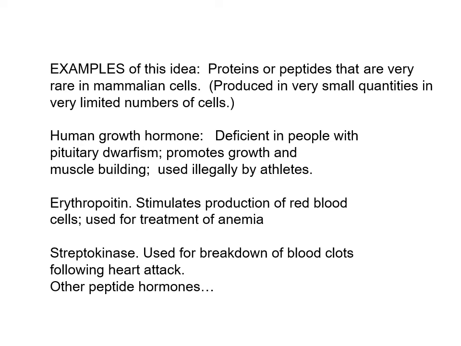Right, so that's the idea of producing proteins that are very rare in mammalian cells, produced in very small quantities in a limited number of cells, that they can be produced by recombinant methods and made available for therapeutic purposes. Of course, we've got human growth hormone, things like erythropoietin, which is used for treatment of anemia, streptokinase for blood clots following heart attack, etc. Many, many applications. Vaccines also.